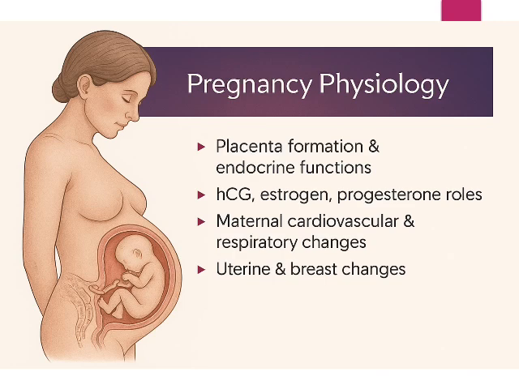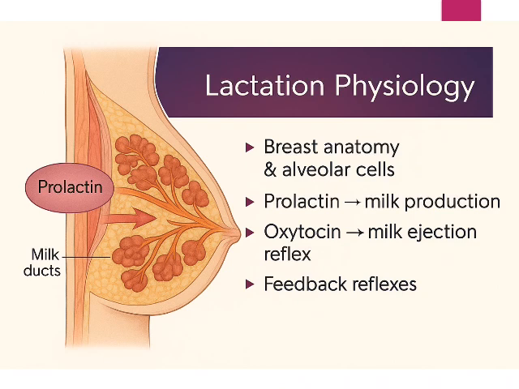The course also will cover pregnancy physiology, placental formation, and endocrine function changes during pregnancy: human chorionic gonadotrophin, estrogen, and progesterone roles. These hormones come from the placental tissues, which are important for pregnancy. The physiological changes of the mother: maternal cardiovascular and respiratory changes, changes in the uterus and breast for lactation.